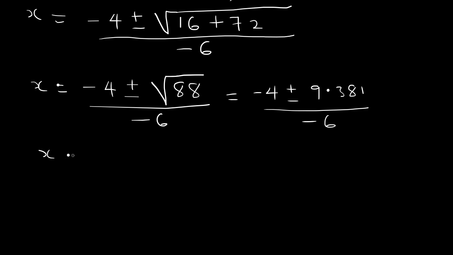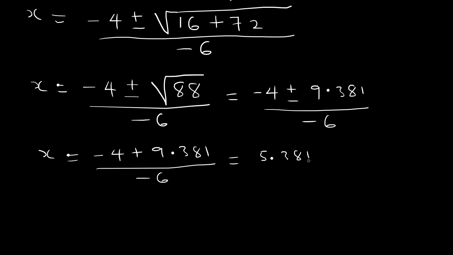So the first case, we'll go with the positive sign. So we'll have minus 4 plus 9.381 over minus 6. And that will give us 5.381 all over minus 6. And if we divide this, we'll have minus 0.897 to 3 decimal places.